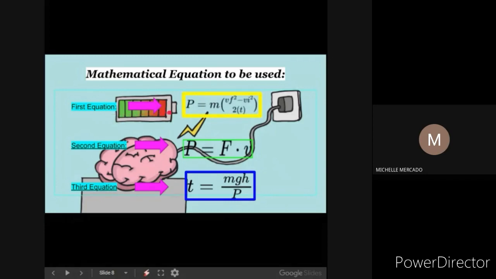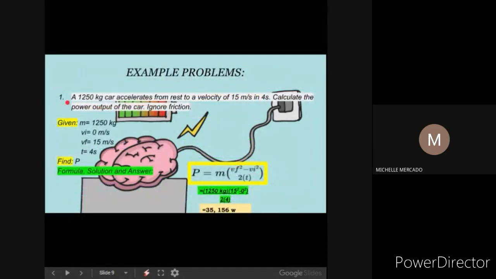So, first equation po natin, so capital P stands for power is equals to mass multiply by final velocity squared minus initial velocity squared, divided by two multiplied by the given time. Second equation is power is equals to force multiply by the given velocity. Third equation is time is equals to mass times the gravity and again multiply by the given height divided by the power. Okay, example problem po natin, number 1.